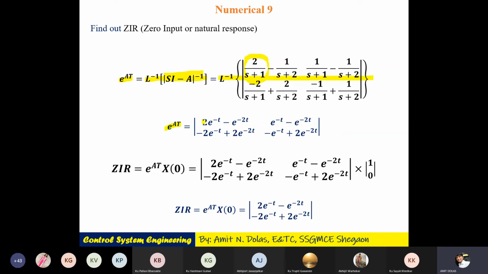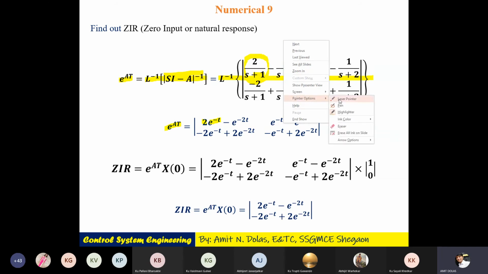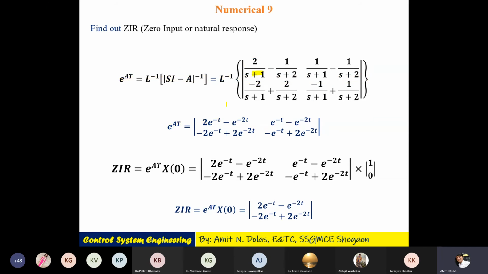plus 1. How do we write? It is 2 into e raised to power minus t. s plus 1 है तो minus 1t. यहाँ पे s plus 1 है तो 2 into e raised to power minus 1t. s plus 2 है, so it will be minus of e raised to power minus 2t. Similarly here, here and here. So all these 4 terms, 1, 2, 3 and 4 are Laplace inverse, and this is now in time domain.